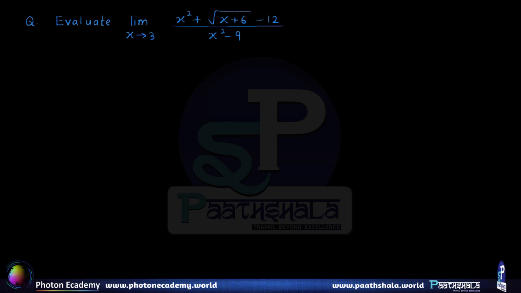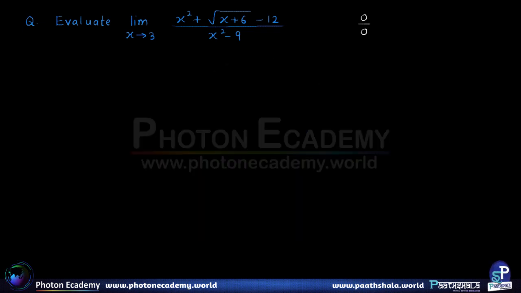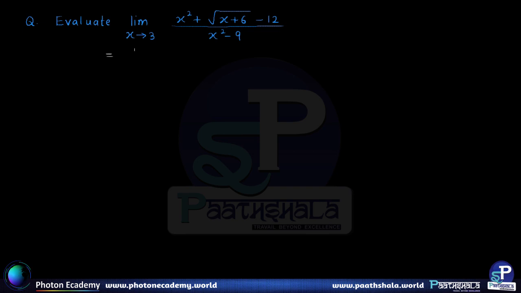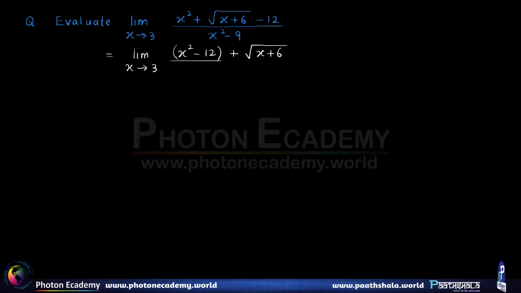Now here also it will be easy to verify that we get 0 by 0 form, if you put x equal to 3 directly. So therefore we must do the rationalization, because there is one irrational factor in the numerator. But the way we do is, we have to put all the rational terms together and the irrational terms together. So what we can do is, let us club x square minus 12 first plus root of x plus 6. So this is how we rearrange the numerator, whole divided by x square minus 9.